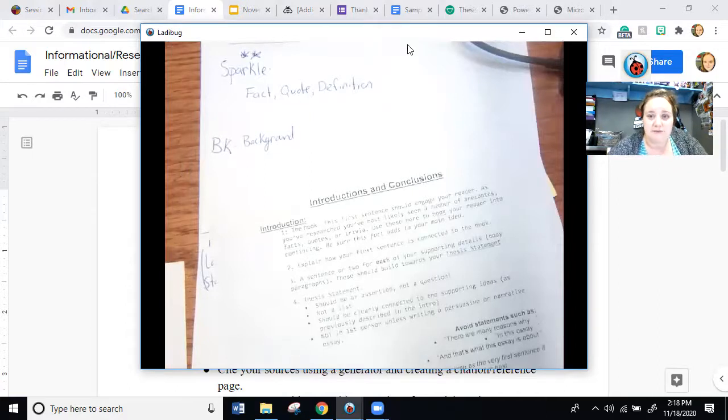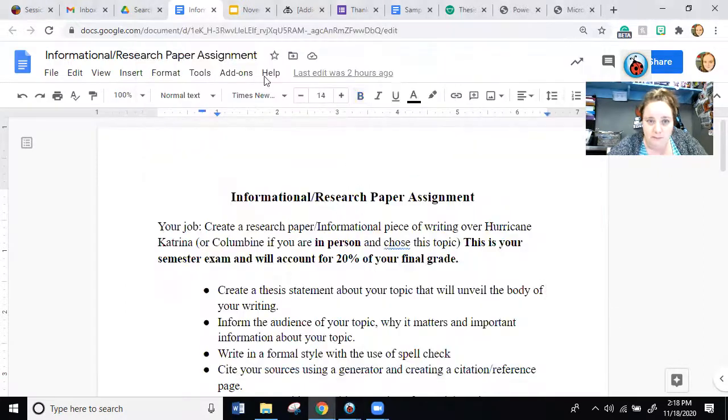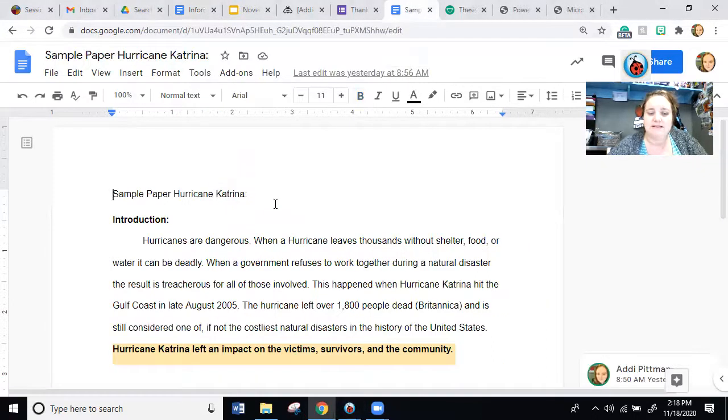So on mine, I've done my sample. My sample is somewhere. Okay, my sample is right here. In my sample, I said hurricanes are dangerous. That's my sentence. That's a strong sentence. It's a true sentence. It's not a super great hook. But I don't want a super great hook in an informational writing.